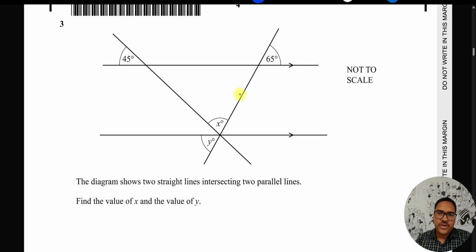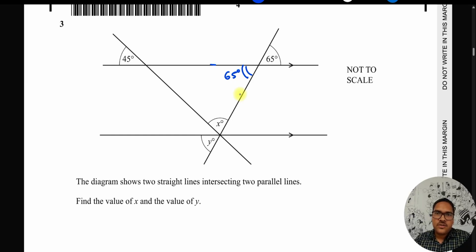The diagram shows two straight lines intersecting two parallel lines. These two are parallel lines and these are two intersecting lines. You have to find the value of x and y. So how will you find x and y? You can see this is 65, so this angle will also be 65 degrees. Vertical opposite angle, not corresponding.